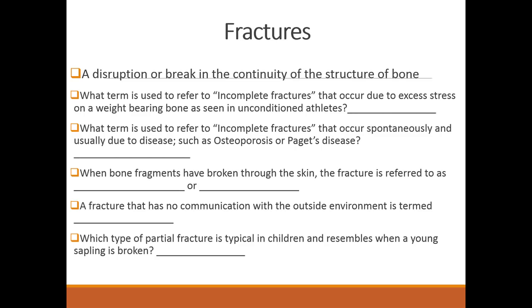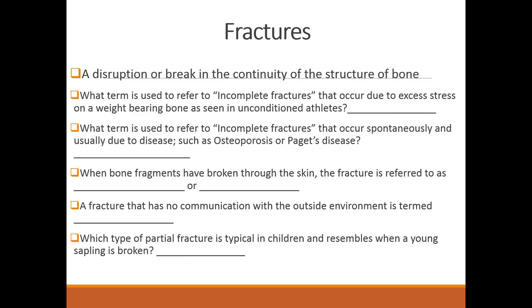There is another type of fracture which is called a pathologic fracture. This is used to describe incomplete fractures that occur spontaneously, again, not due to injury, but due to disease. So they occur spontaneously, usually due to disease, things like osteoporosis and Paget's disease. These are things that we're going to see causing pathologic fractures. This is a fracture that occurs under normal stress to a bone that is just already weakened by disease.